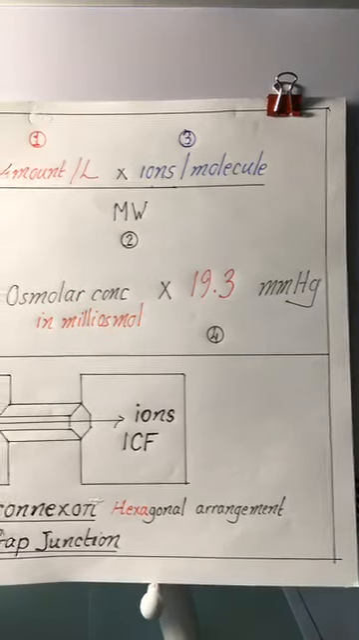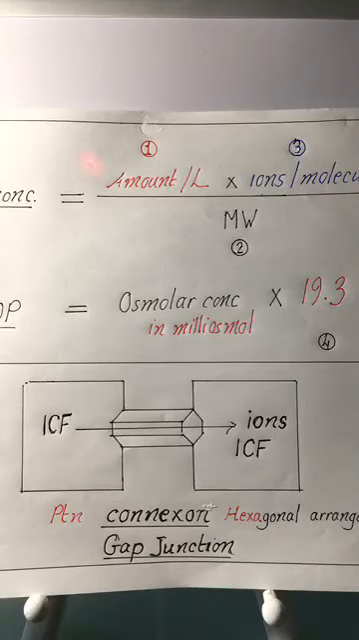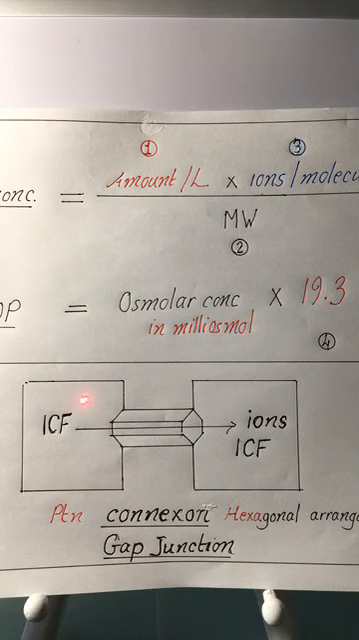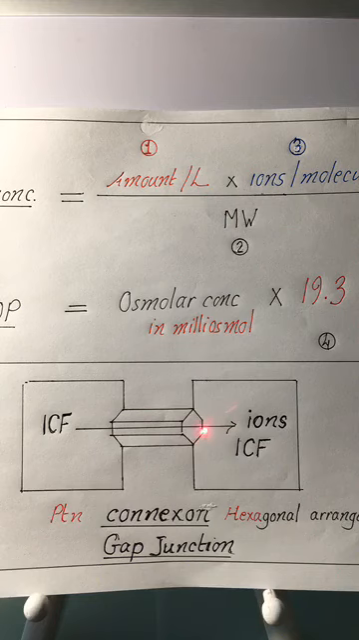Now I would like you to know one thing. Sometimes the ions move, and in turn the electricity moves from one cell to the second adjacent cell, to the nearby cell, or between the intracellular fluid and the intracellular fluid via a gap junction. This gap junction is a protein unit called connexon because it connects two cells. It's hexagonal in arrangement. That is, it has 6 pieces.